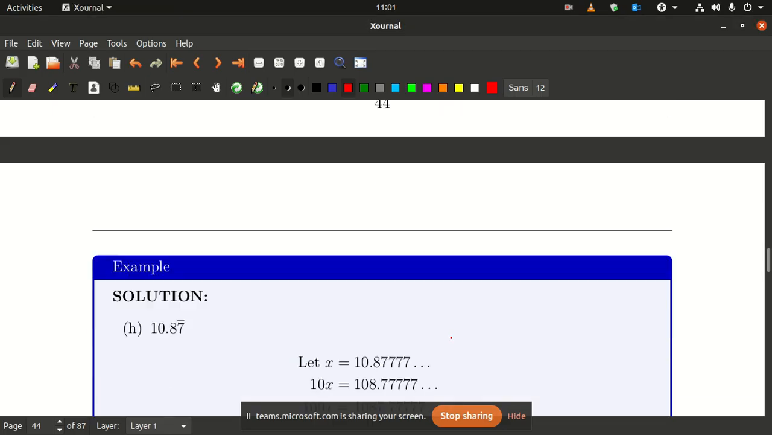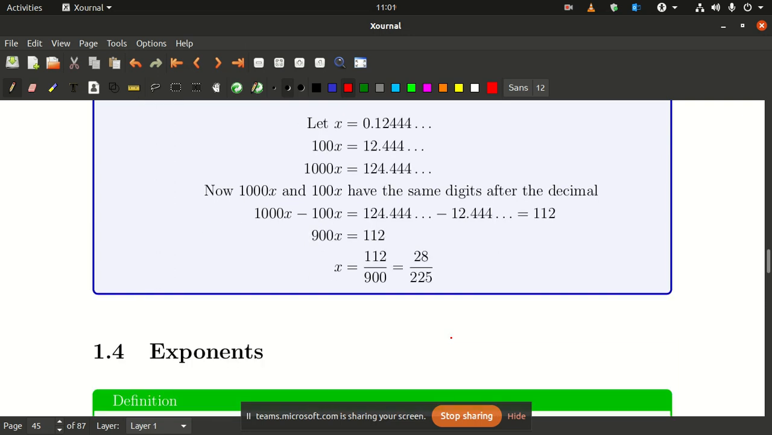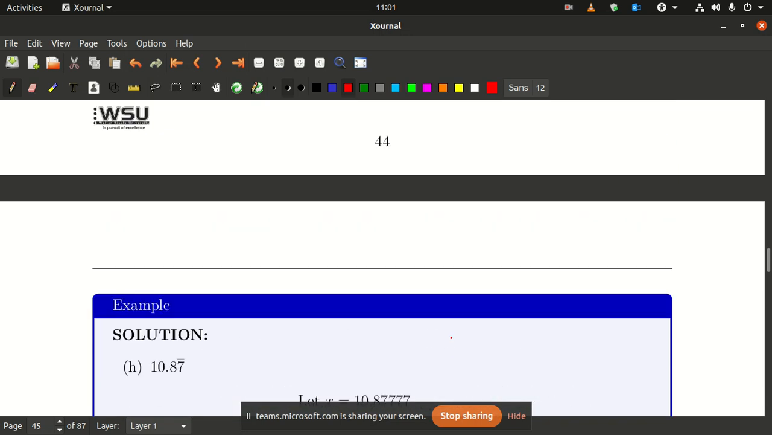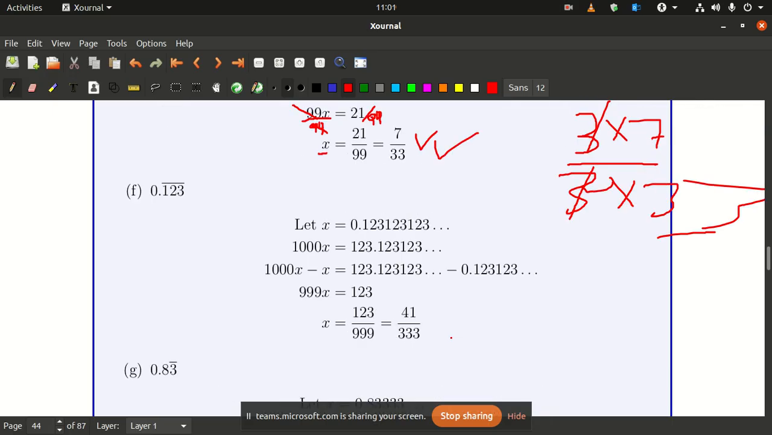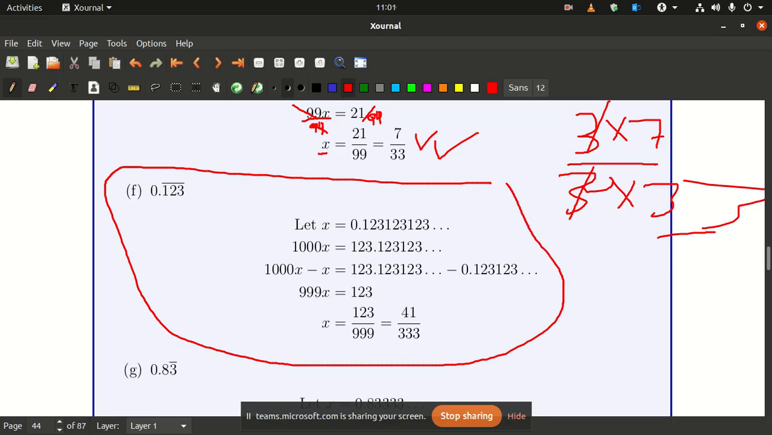Is there any question so far? Yeah, there are so many other examples here. We have this. Try and see if you can get number F by yourself. This is actually the solution.